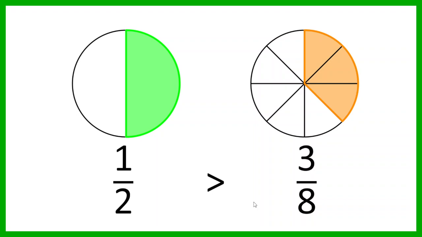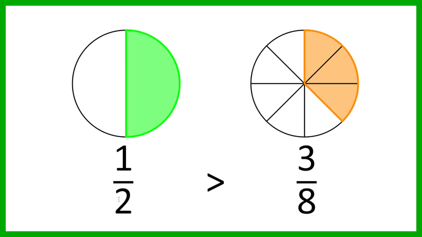But now the reality is most of the time you won't have diagrams to look at to actually compare the fractions and see which one is bigger or which one is smaller. So we need to have a method that we can use to help us to work this out. And that is what we're going to be learning about today. And that is using what we call the lowest common denominator.